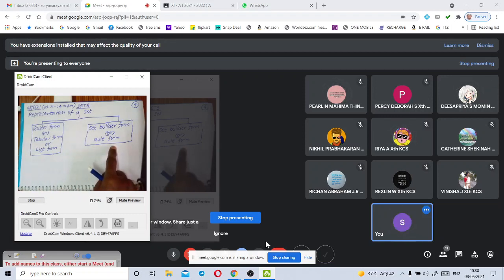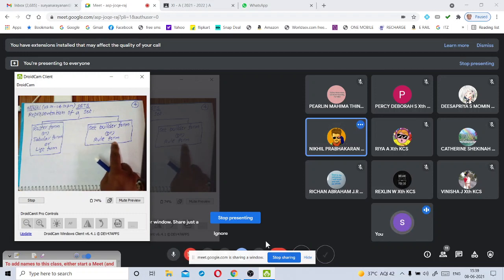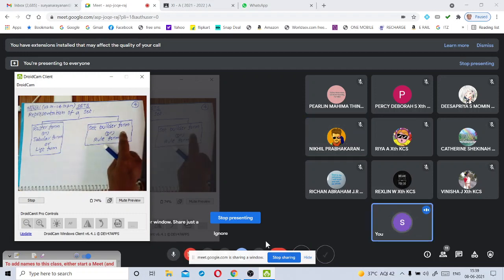Now, the second method. We discuss these two methods later. First, let us know the names of the methods. Two methods are there to represent a set. The second one is set builder form or rule form. What is the second method called? Can you tell me, Nikhil? What is the second method to represent a set? Set builder form or rule form. Very good. This is called set builder form or rule form.